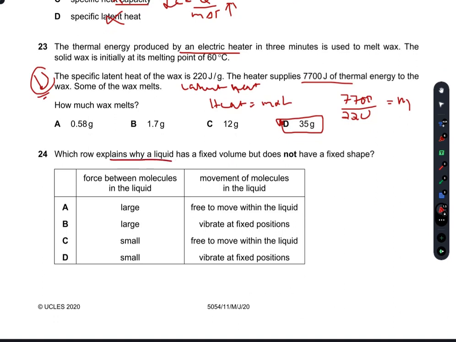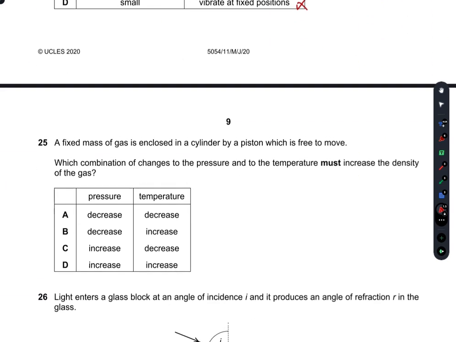Which row explains why a liquid has a fixed volume but does not have a fixed shape? Movement of molecules in the liquid free to move within the liquid, yes. Vibrate at fixed positions, no. So we can eliminate B and D. The force between the molecules in the liquid is large, not small. It is smaller in gases. So A is the right answer.